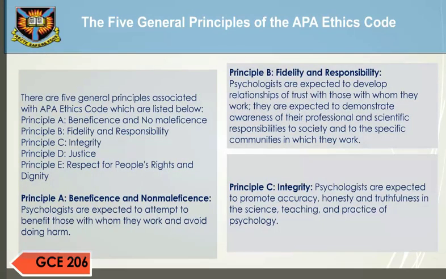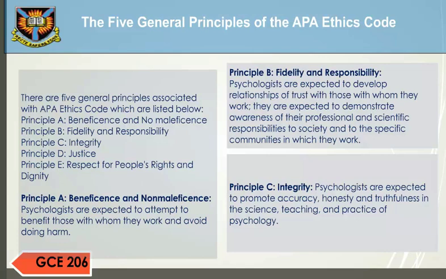The 5 general principles of the APA Ethics Code. There are 5 general principles associated with the APA Ethics Code, which are listed below. Principle A: beneficence and non-maleficence. Principle B: fidelity and responsibility. Principle C: integrity. Principle D: justice. Principle E: respect for people's rights and dignity.